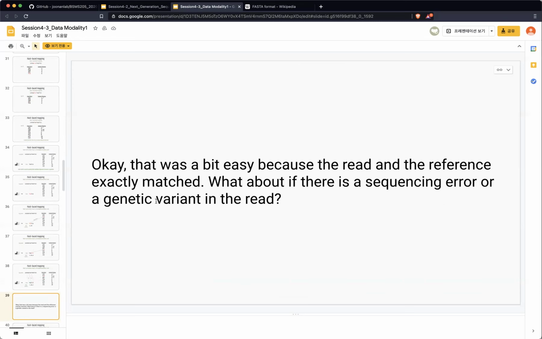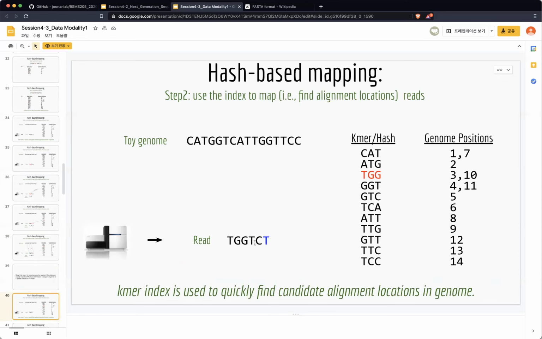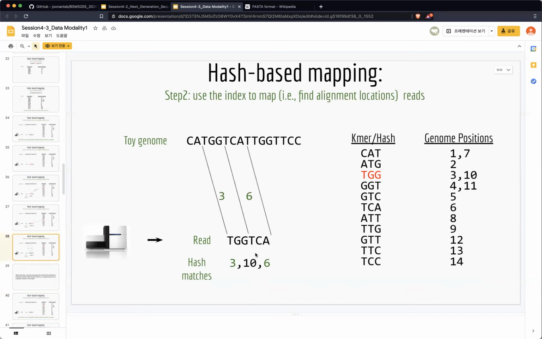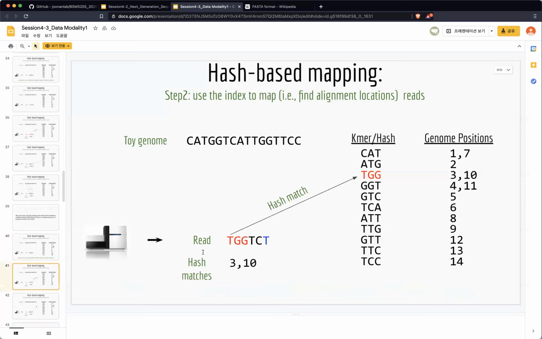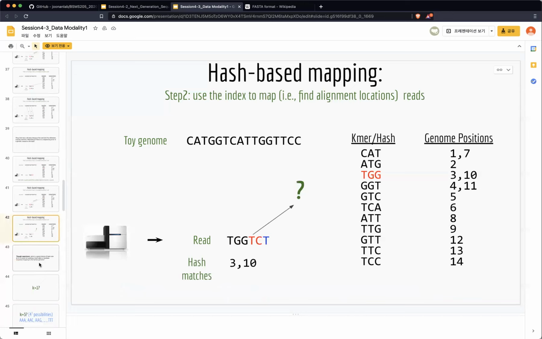And the question is, what about the sequencing errors or the variance in the positions, right? So the read information TGT, TCT, not the A, right? So this A changed to T because of error or mutation, right? So mutation here is the SNP, right? So you have to think about the hash match TGG 3 and 10, the same, and TCT is the question, right? So we don't know whether this TCT is from, right? So in that case, you have to think about it in different ways, right? We are coming back to this issue in a later section.